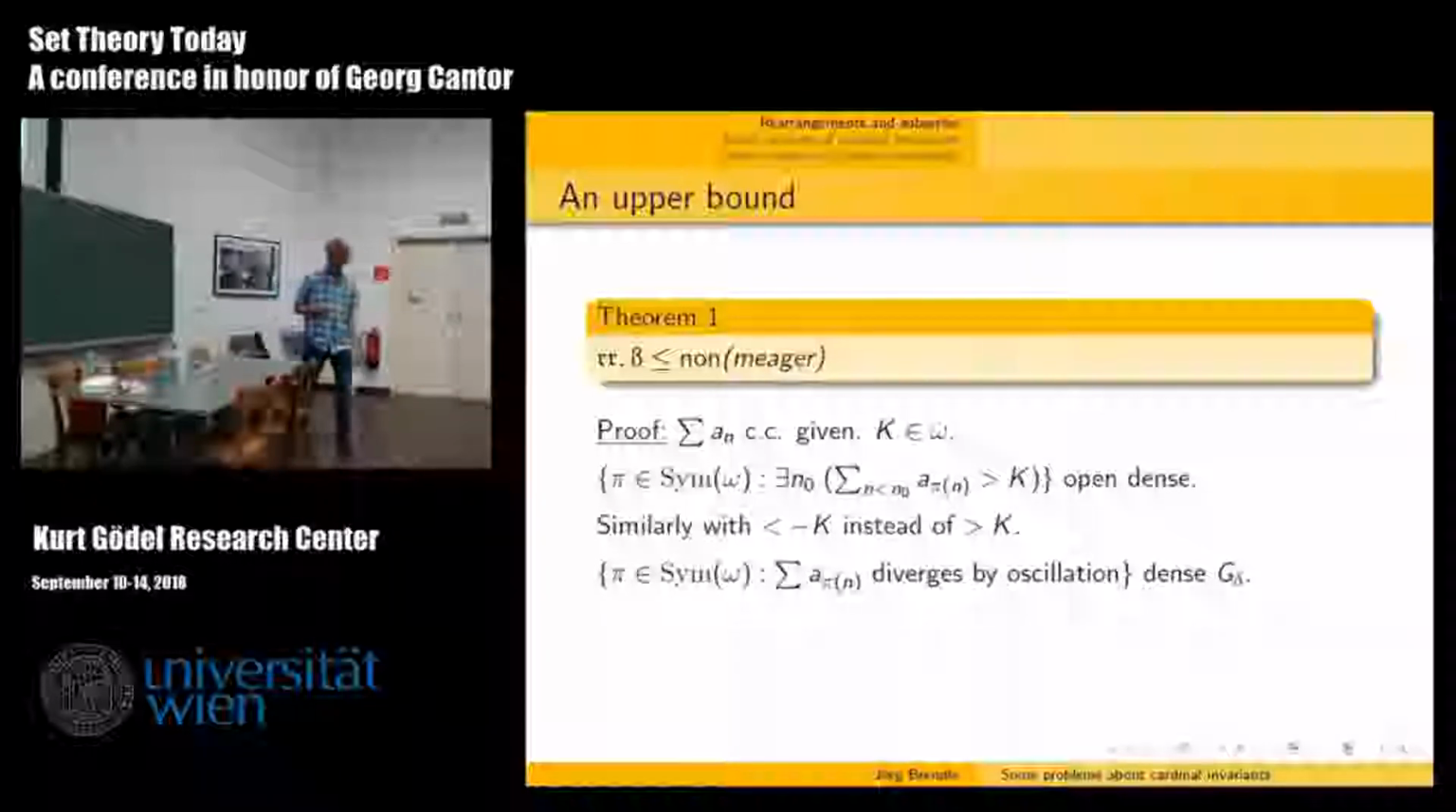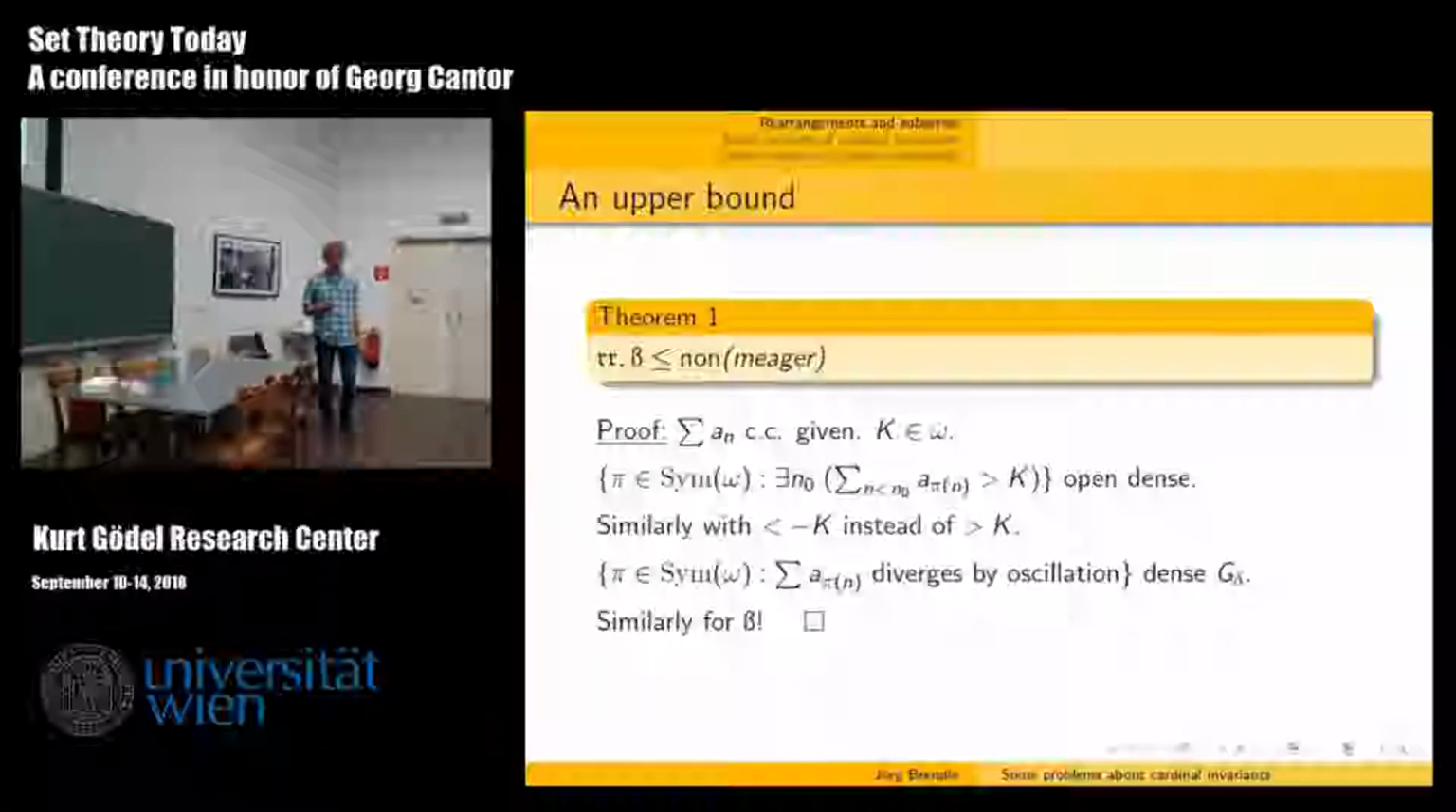So just take a non-meager set of permutations, and that also has the property of double R, so that immediately gives this proof. And for double S, the proof is similar. So I leave this as an exercise.